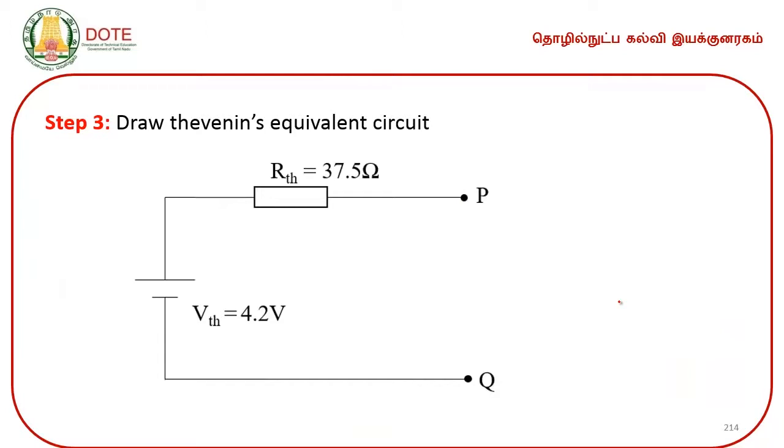The third step is we need to draw the equivalent circuit. So, this is the VTH we got, which is 4.2 volts, and this is the RTH, 37.5. Suppose if you have any load resistor over here, you can straight away connect the load resistor and find out the current which is passing through the load resistor later.